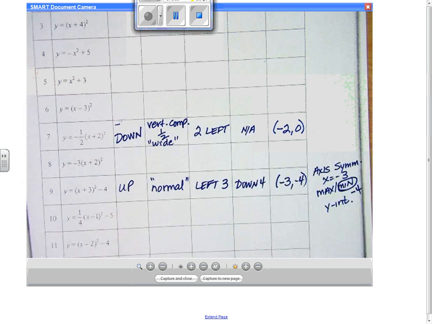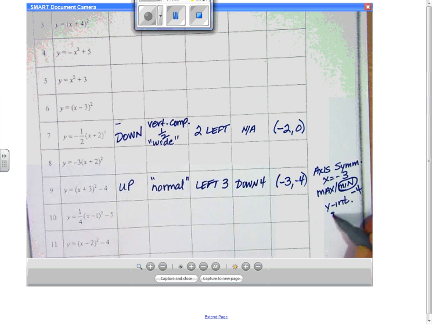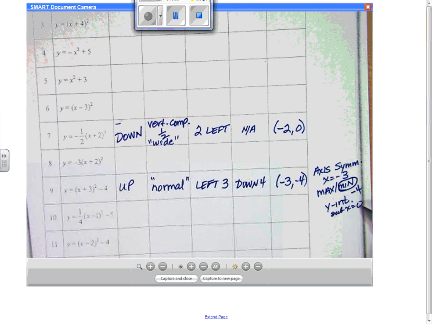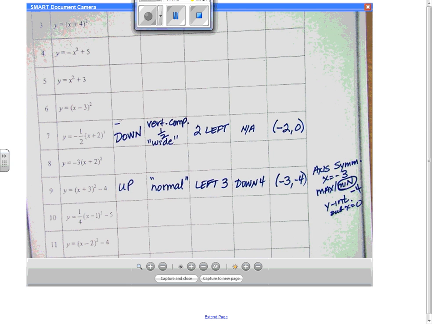The y-intercept is when I substitute x equals 0 into the equation, and I would get 0 plus 3 is 3. 3 squared is 9. 9 take away 4 is 5. To write it as a point, it would be 0, 5.